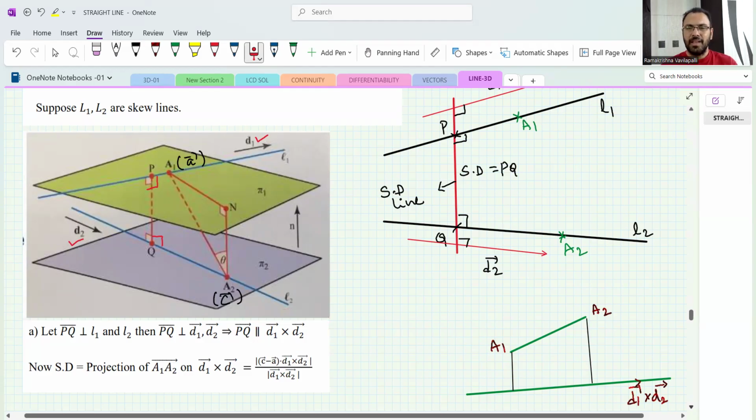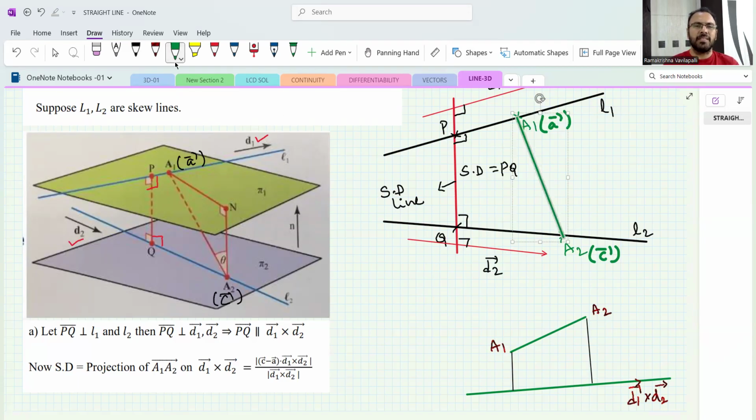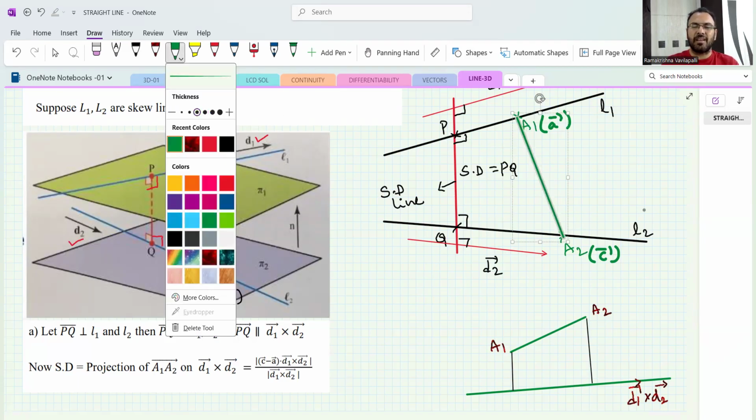First point. Now, how do we measure that shortest distance? Observe that A1 is a point on line 1, and A2 is a point on line 2. This is the A bar vector and this is the C bar vector. We join these two. It is just an application of projection of a vector.